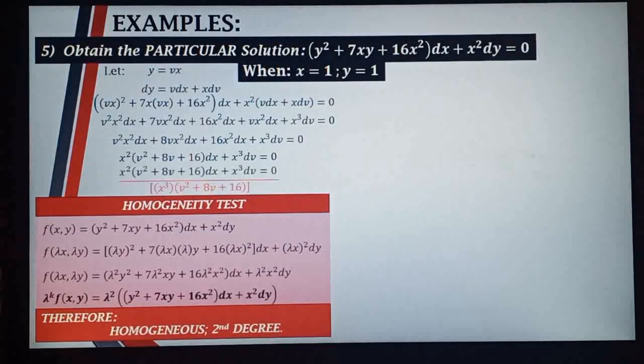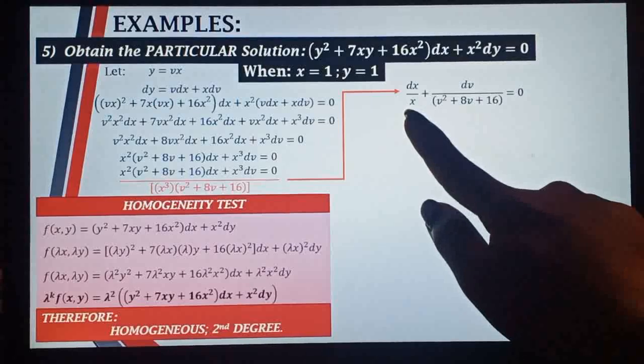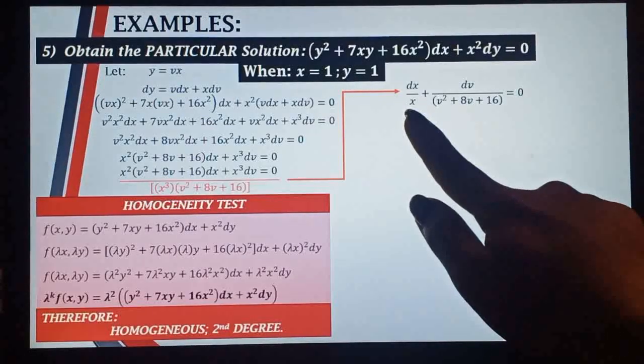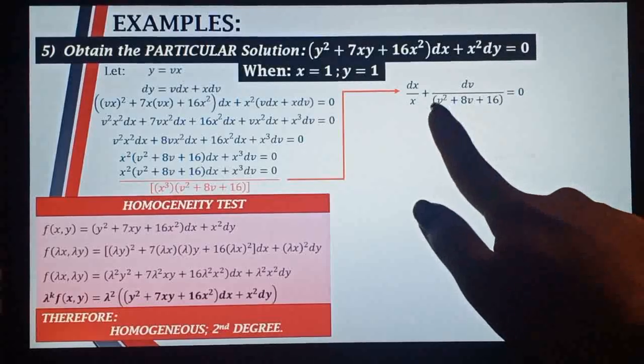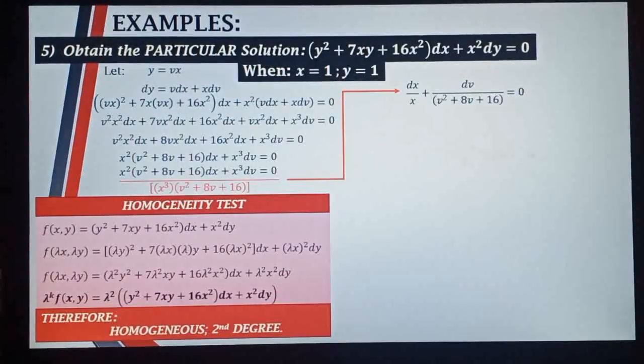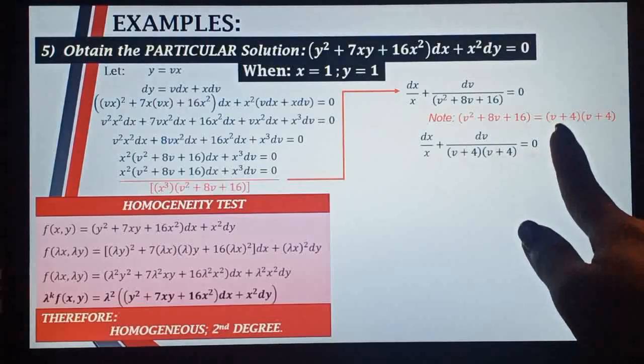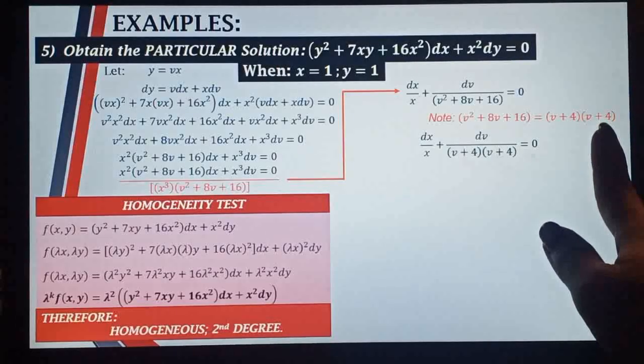So we need to divide the whole equation by x cubed multiplied to v squared plus 8v plus 16 para ma-separate natin yung variables of x and v. Now, after mong i-divide yung equation, you will now have the new equation as dx over x plus the dv over v squared plus 8v plus 16 equated to 0. You will notice that v squared plus 8v plus 16 is equivalent to the quantity of v plus 4 multiplied to the quantity of also v plus 4.